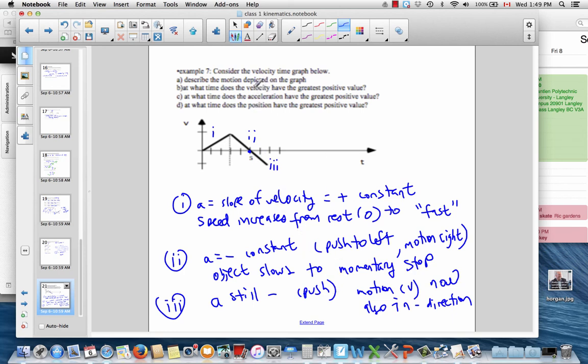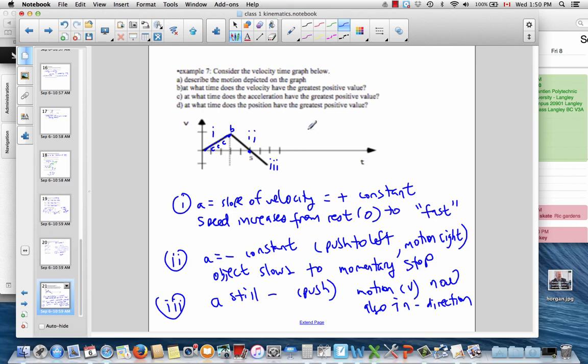Okay, for the quicker interpretation questions, where is the velocity the greatest positive value? Where is it going fastest? Right here. So I'll put a little b right there. When does the acceleration have the greatest positive value? All along here. That's positive acceleration, c, all the way along there.